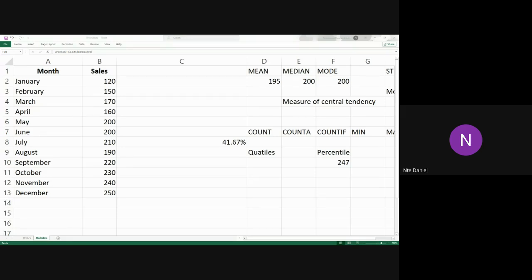So now, when something means inclusive, what does that mean? It means the function calculates the percentile where the percentile range includes 0 and 1, which is 0 to 100%.